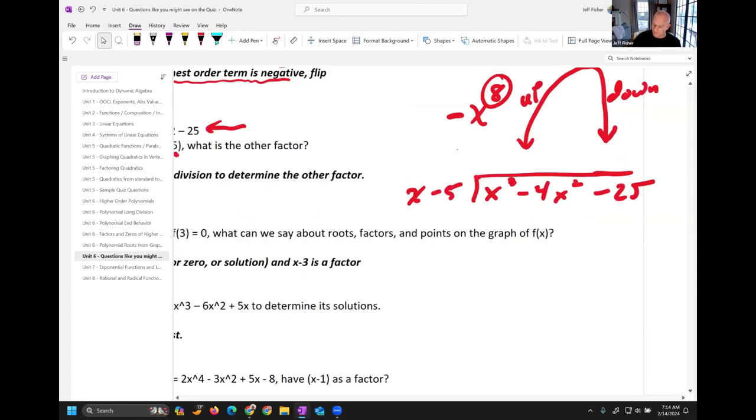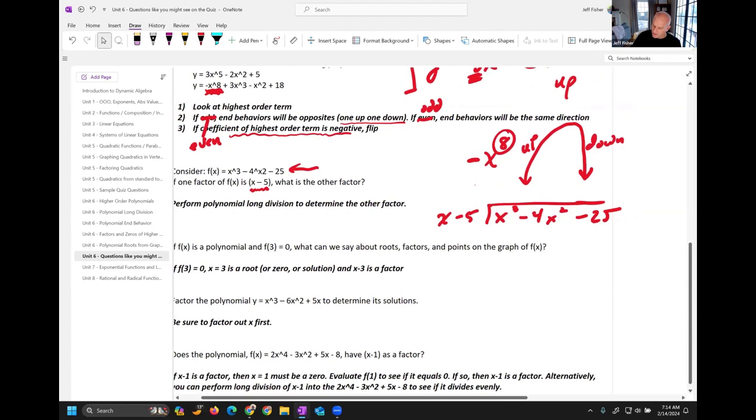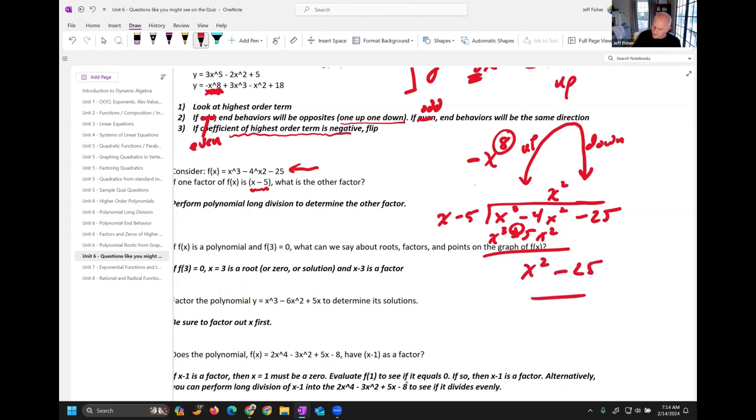In fact, I can probably do it pretty quickly here. X minus 5. So how many times does it need to go to x cubed? 4x squared. This is going to be x cubed minus 5x squared. We make this a plus. This becomes an x squared minus 25. This is going to be a plus x. X times x is x squared. X times negative 5 is negative 25. We have a remainder of 0, which is good. X squared plus x is the other factor.